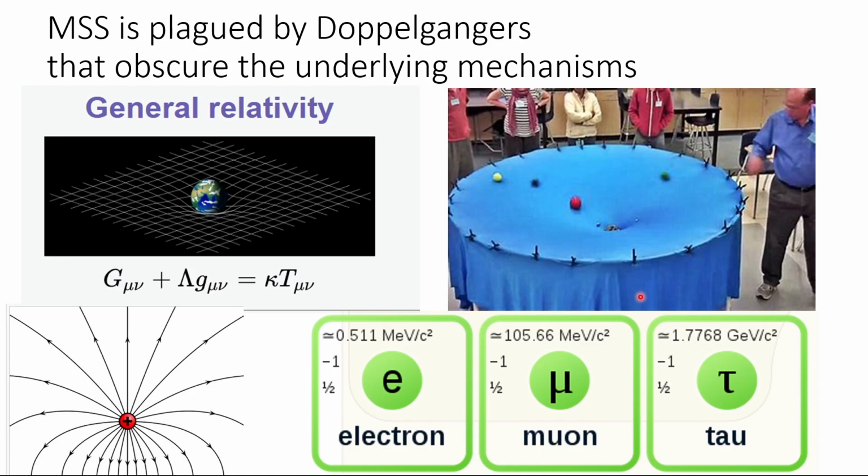Again, these are all abstractions that are just blocking our view. I love this one. This is the analogy for general relativity. So we're trying to use gravity to explain gravity. It's kind of, again, a circular definition.